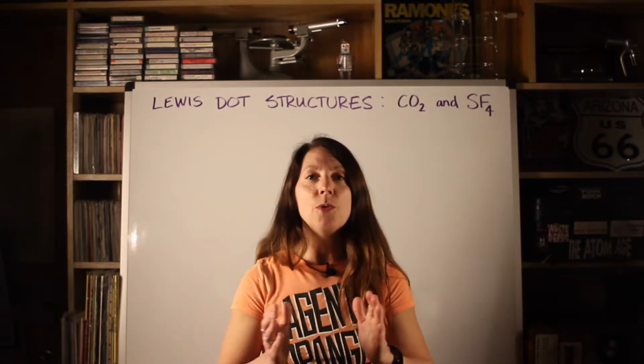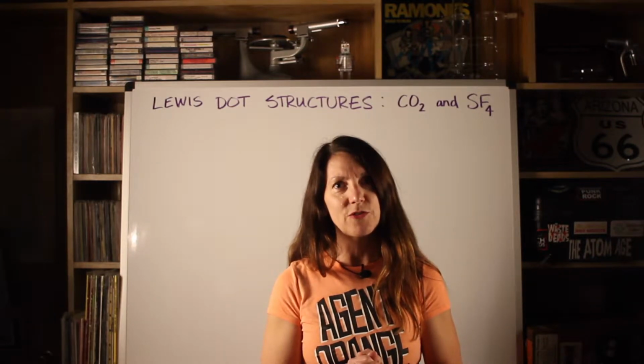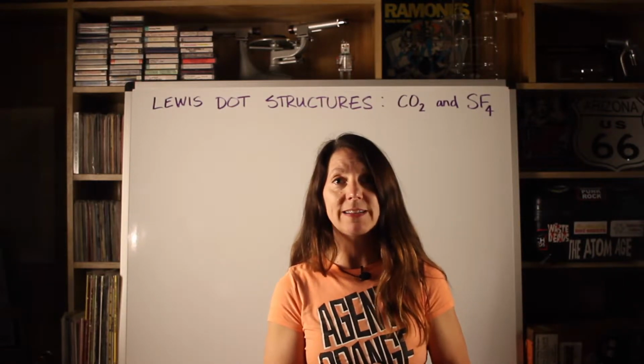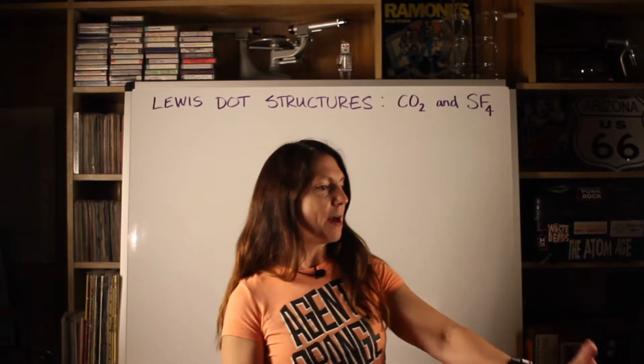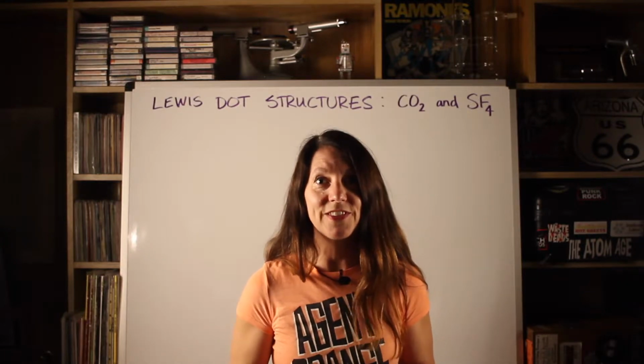All right, so the first thing you are going to want to do anytime you are looking at Lewis dot structures, you need to have a periodic table handy. So I've got mine over here. Make sure you have yours, and let's go through this together.